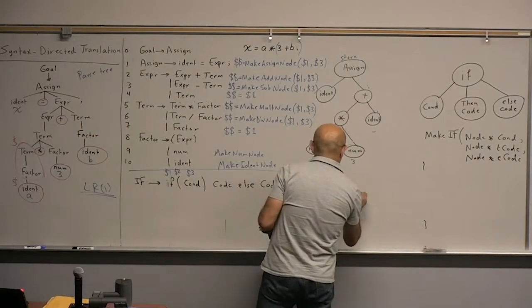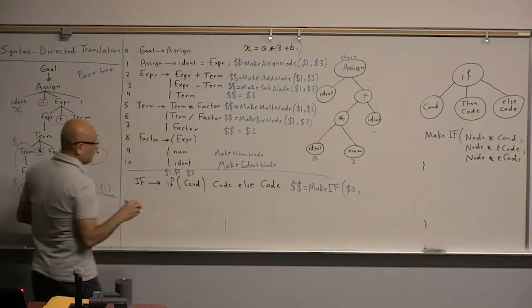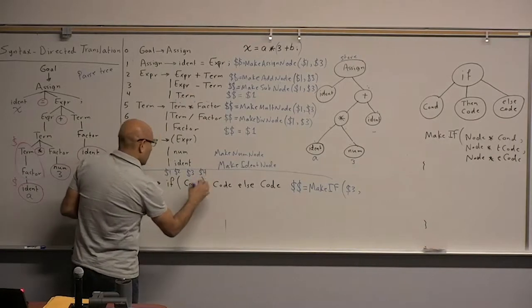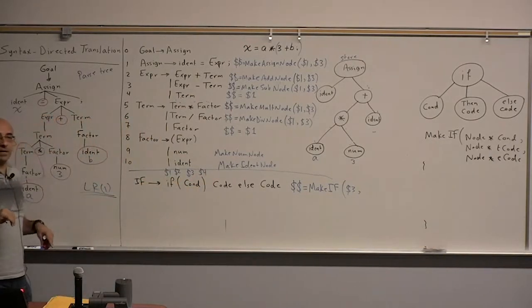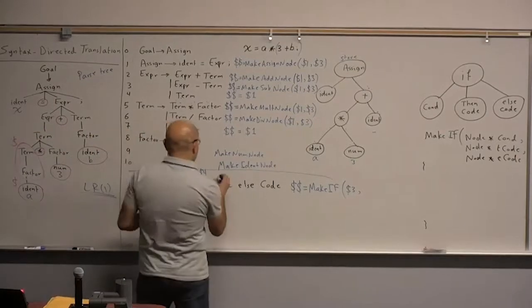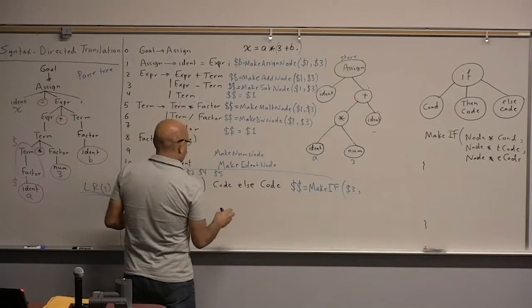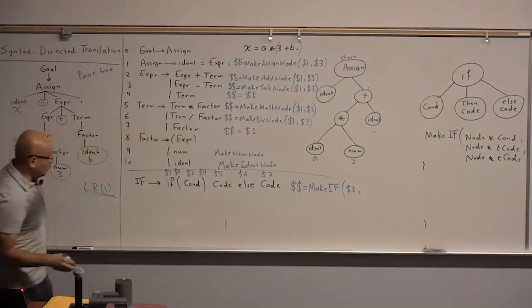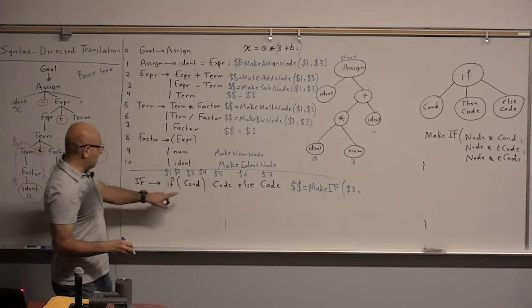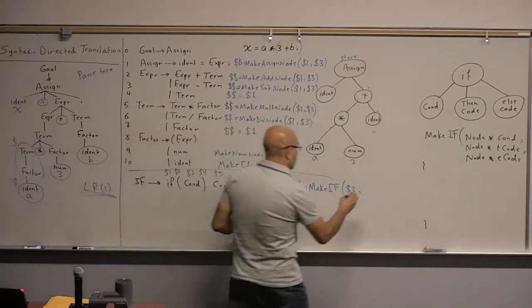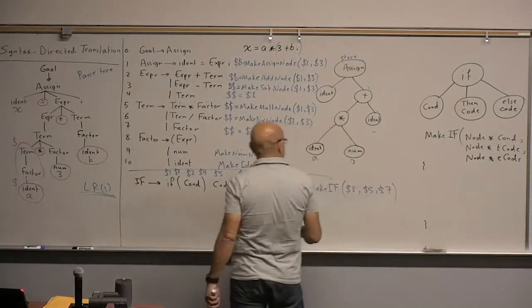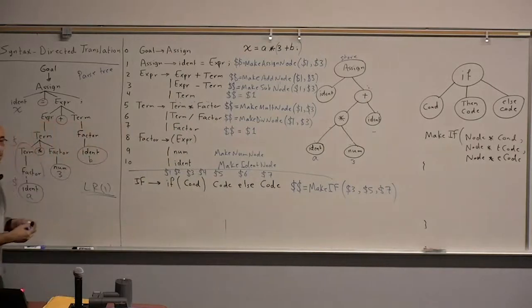So $3 is the condition. Then what's $4? Close parentheses. Well, basically, you have to count every symbol, whether it's a terminal or a non-terminal. Code is going to be $5, else is going to be $6, then code $7. Okay. So what are the ones that we need? $3, $5, and $7. So it's not always 1 and 3.